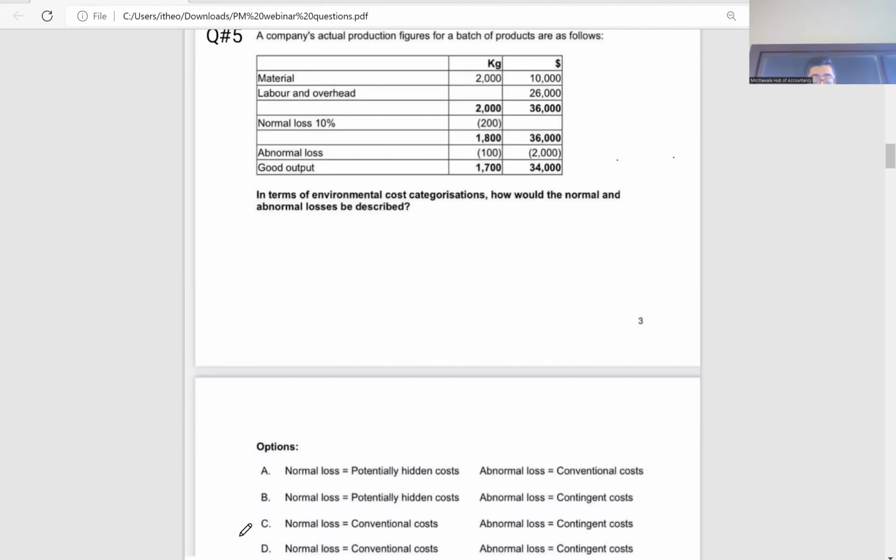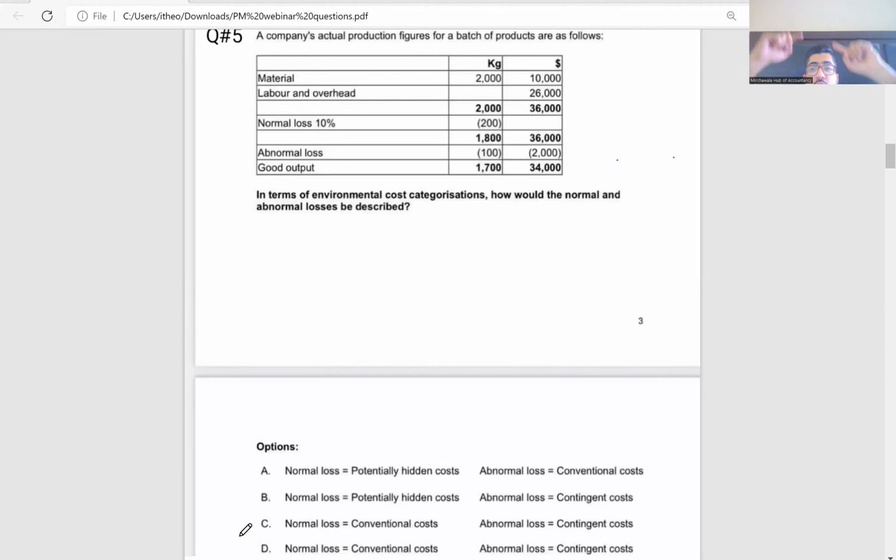Okay. Now, just one thing, knowledge from the book, which will help you answer this immediately. Contingent cost is any cost that refers to cleanup or disposal.